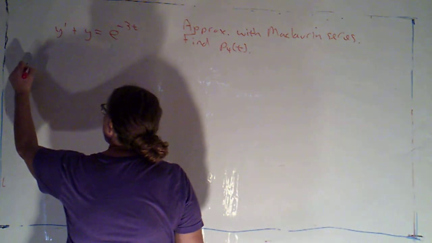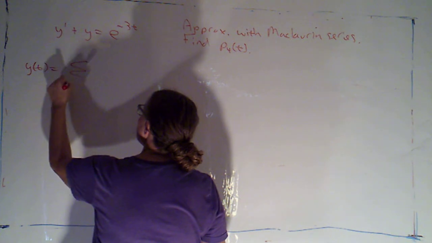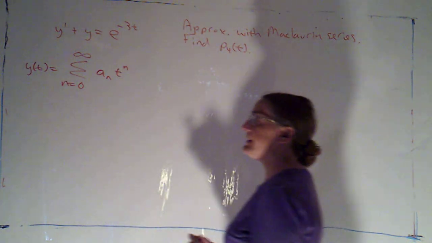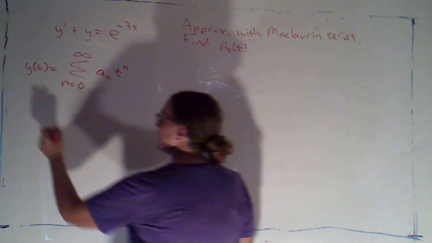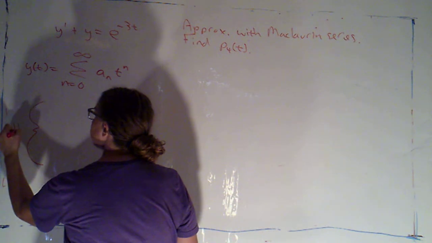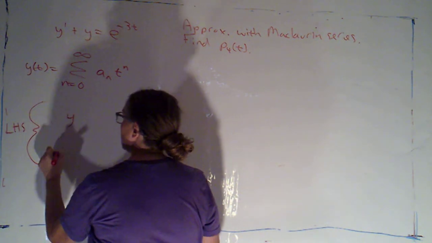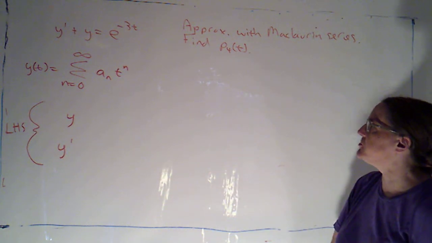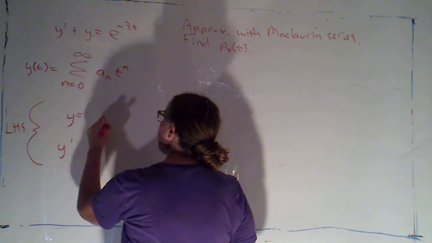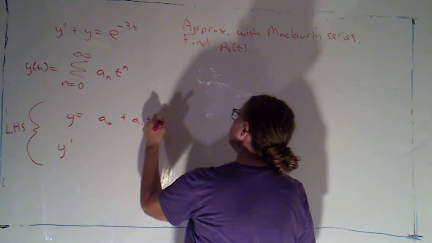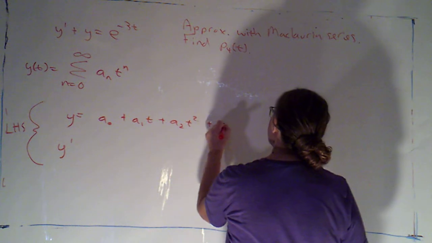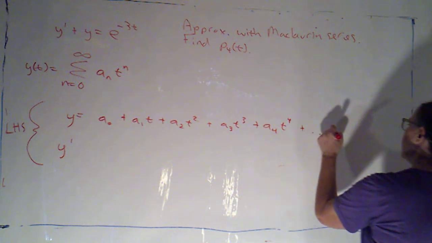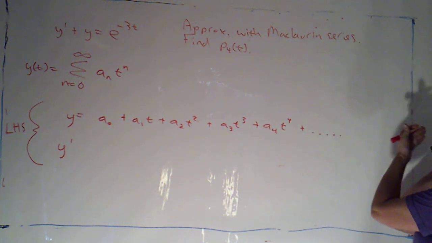I'm going to basically be supposing that y of t is the sum as n goes from 0 to infinity of a sub n t to the n. So what I'm going to do here is just write out what I have on the left-hand side of my equation, which is y plus a y prime. Okay, order doesn't matter. I'm going to add those two together. So y would be a naught plus a1t plus a2t squared plus a3t cubed plus a4t to the fourth plus plus plus. The series goes on.